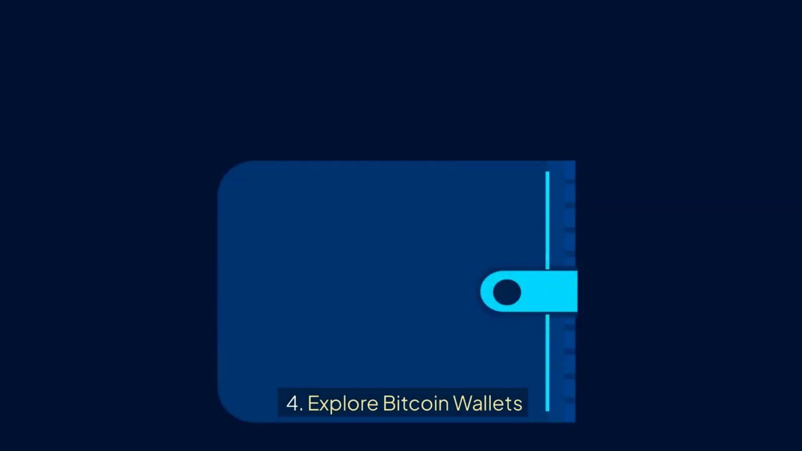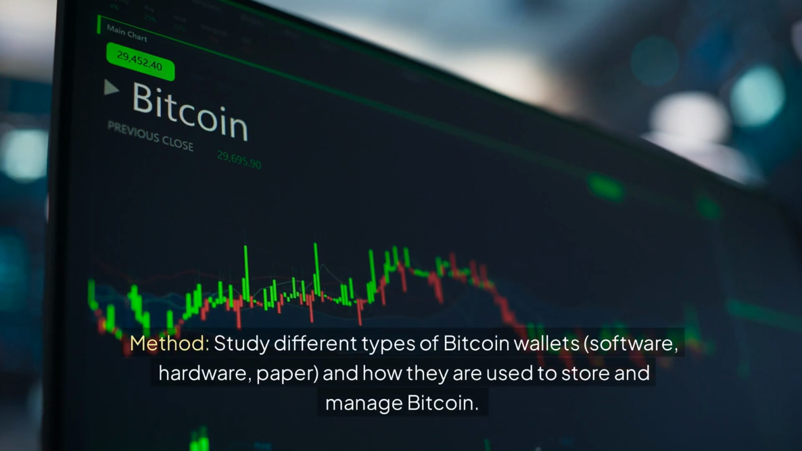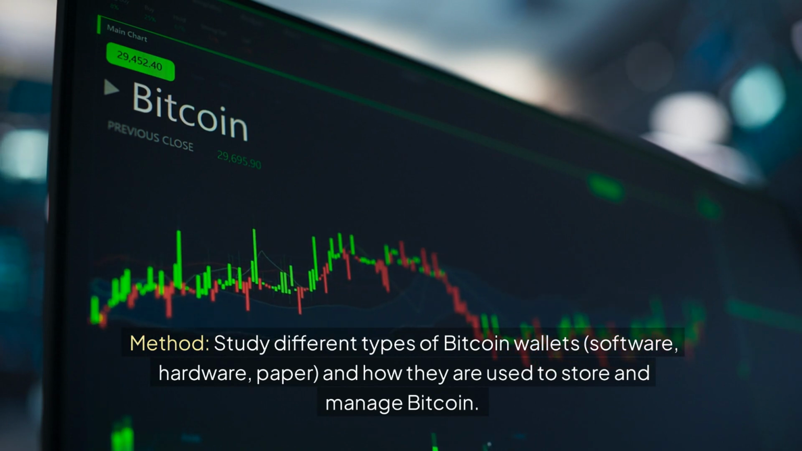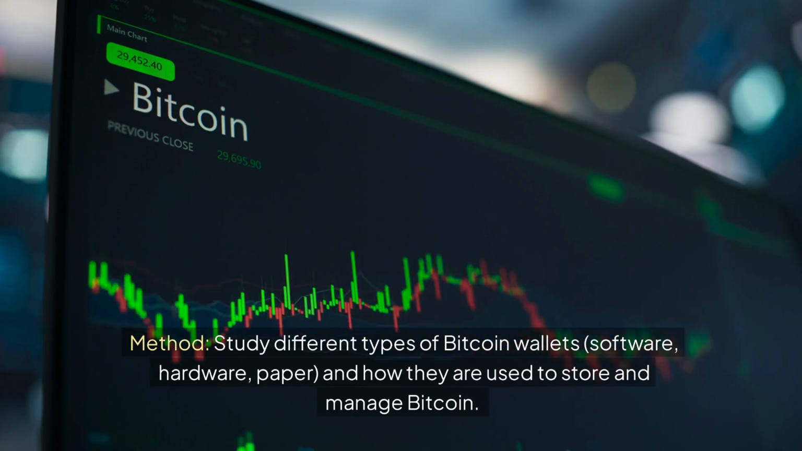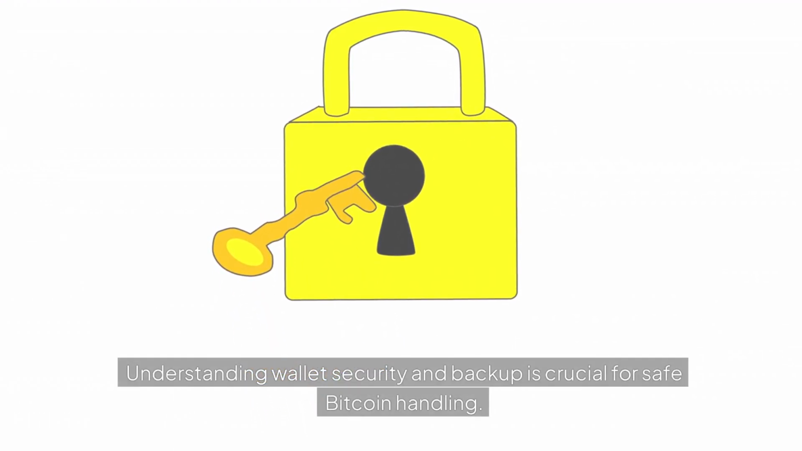4. Explore Bitcoin wallets. Study different types of Bitcoin wallets: software, hardware, and paper, and how they are used to store and manage Bitcoin. Understanding wallet security and backup is crucial for safe Bitcoin handling.